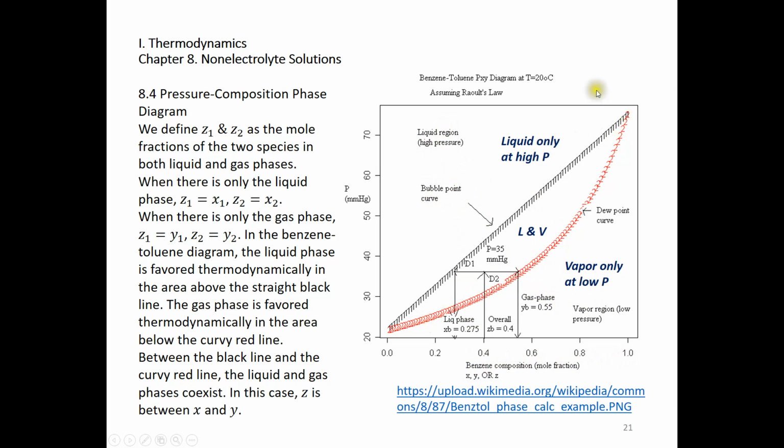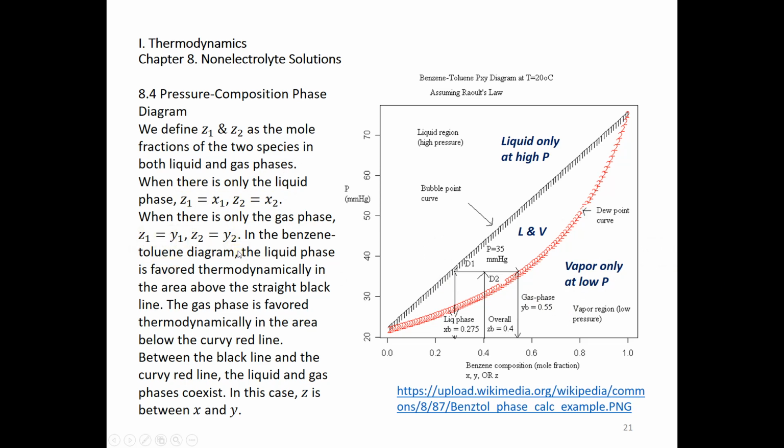What if we're looking at this area in the middle? It looks like a new moon. We have both liquid phase and the gas phase. And now we need another symbol, Z. Z stands for the mole fraction of the species in both liquid and gas phases. And when there's only liquid phase, then Z1 is X1, Z2 is X2. When there's only gas phase over here, then Z1 is Y1, Z2 is Y2.